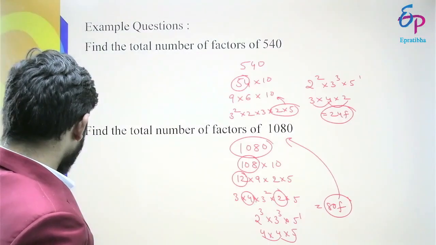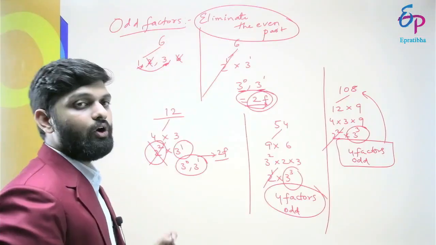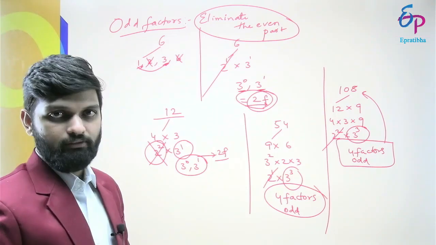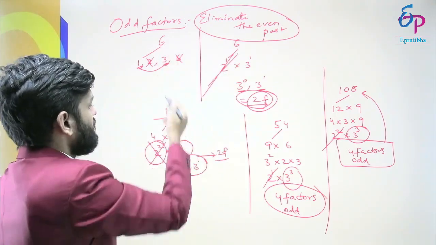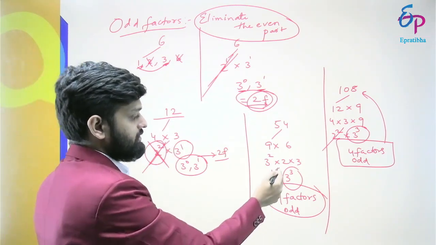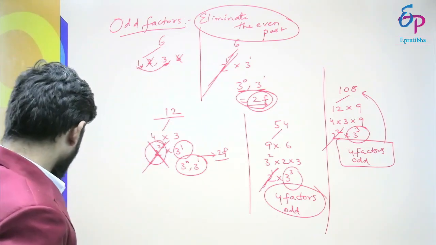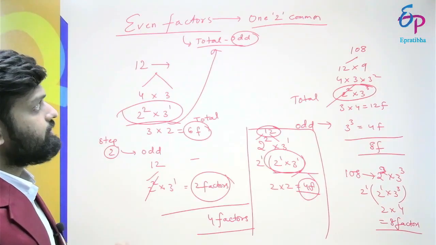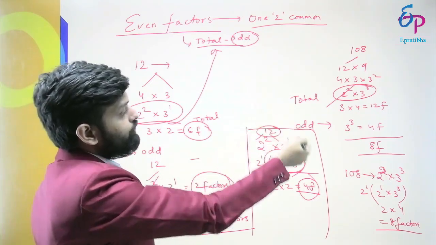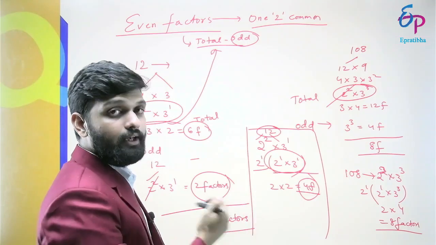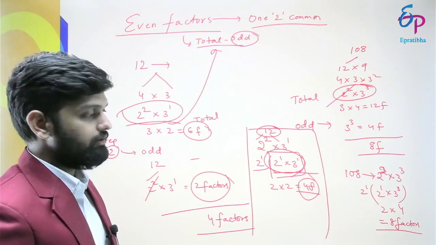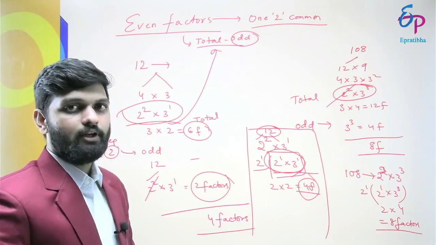For total number of factors, we have seen a couple of questions and then moved to odd factors. For finding odd factors, what do you have to do? You just have to eliminate the even part. Whenever there is an even part, you strike it off. It will always be 2 only. So you eliminate this 2 part. Now for even factors, there are 2 methods. You can take total minus odd, or you can take 2 common, as I have done here. If you take 2 common and apply the A plus 1, B plus 1 formula, you will get the even number of factors directly as well.